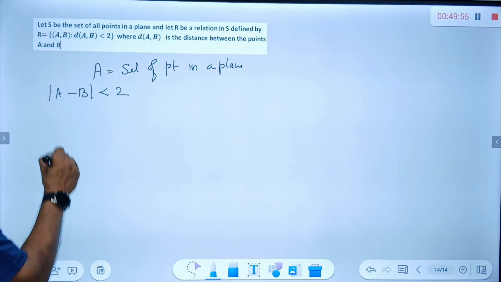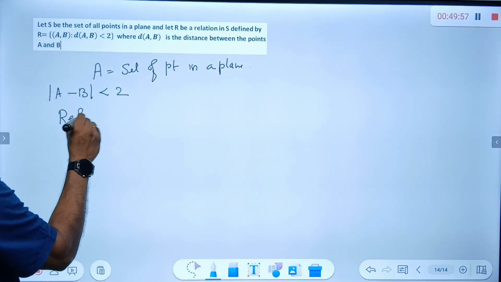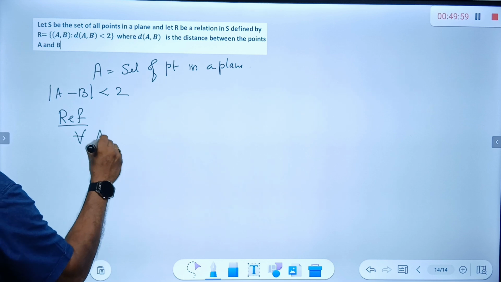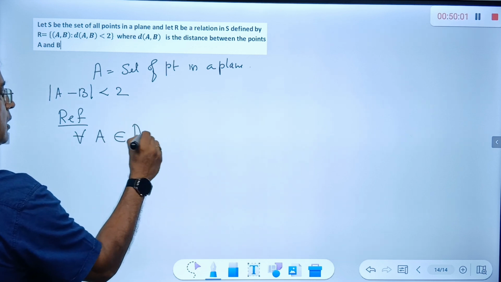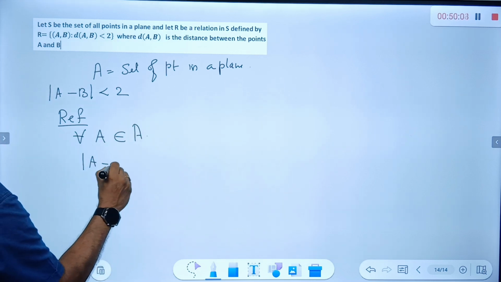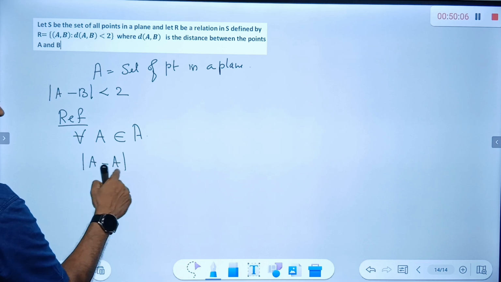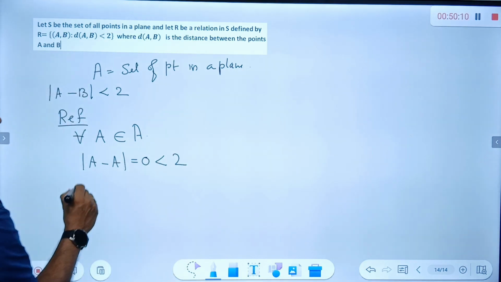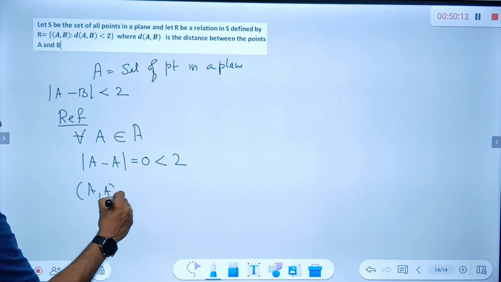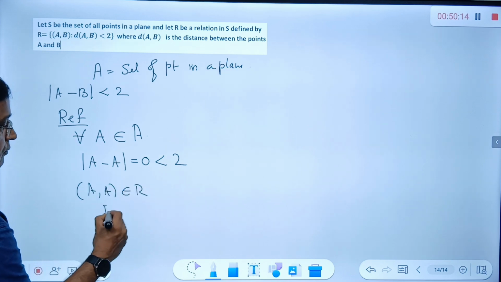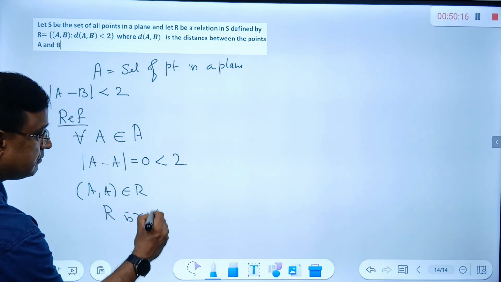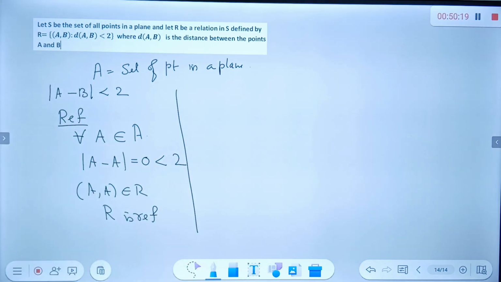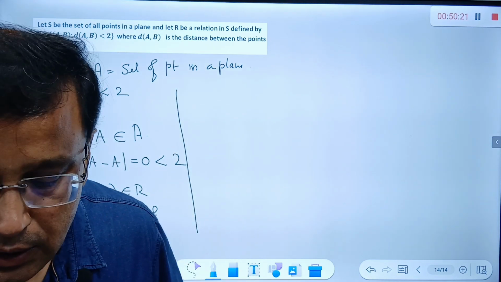Let's talk about reflexive. For every a belonging to the set A, the distance between a and a will be 0, which is always less than 2. Therefore, (a, a) belongs to R. Therefore, R is reflexive. Now, is it symmetric?